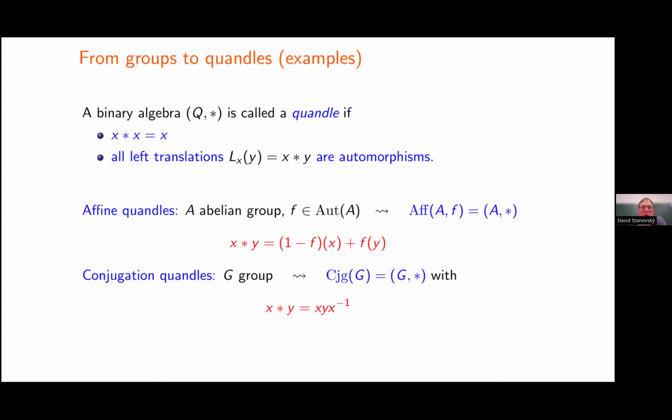Why is it a quandle? Idempotence is obvious, and the left translations are actually the inner automorphisms of the group, right? So every inner automorphism is an automorphism of the group, so it's also an automorphism of the derived structure, right? So these are just 2 examples. And so this is how you get from groups to quandles.